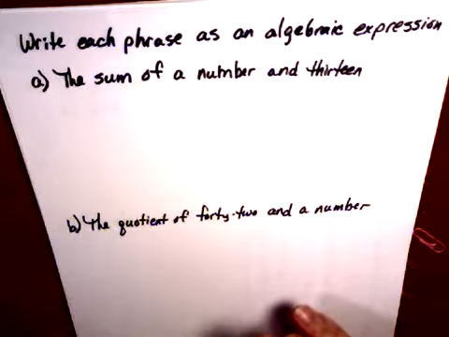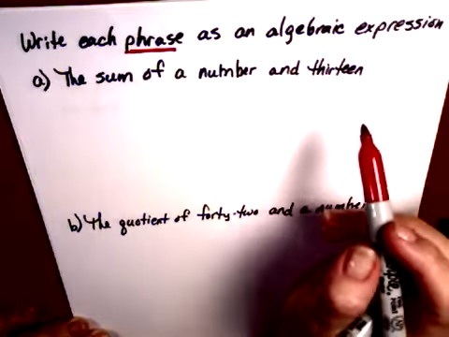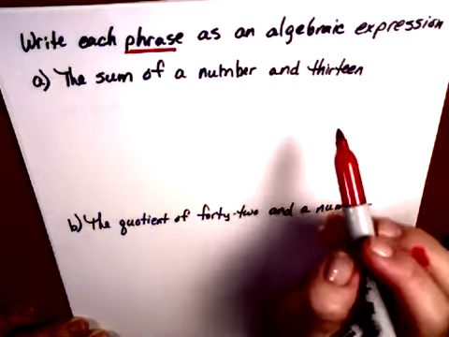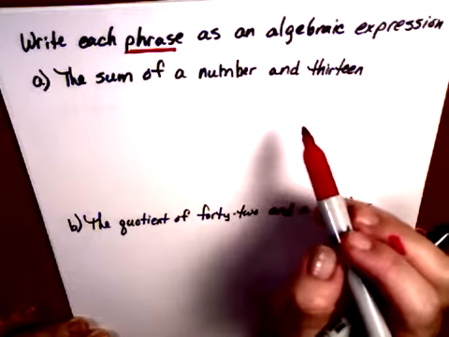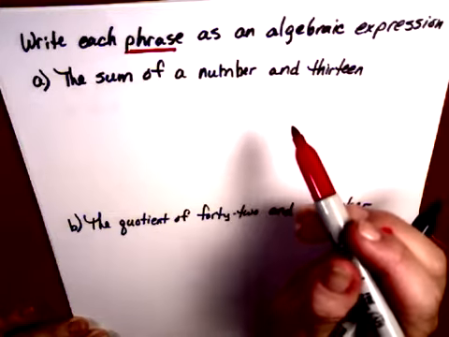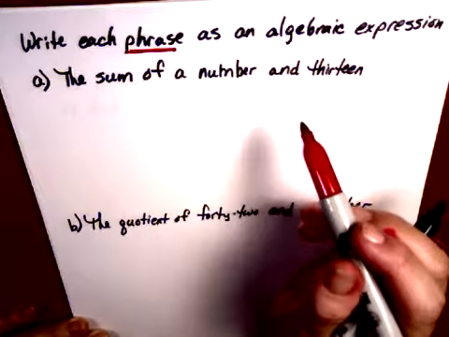First of all, we're going to start with writing each phrase as an English expression. Let's look at these words real quick. An English phrase is something that is not a complete sentence. For example, the wet dog. That is a phrase. You don't know what the wet dog is doing. You don't know anything else except the wet dog. There is no verb in that phrase.